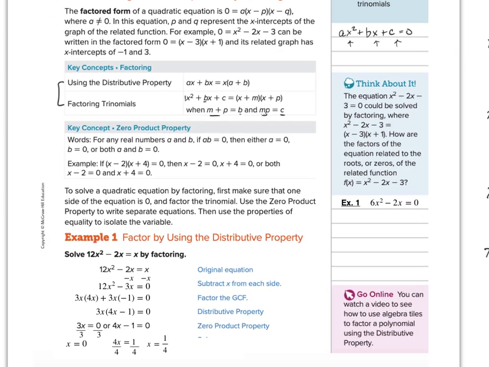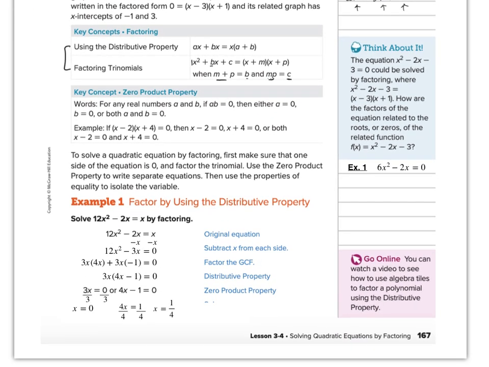In this first example, I'll do it real quick: factor using the distributive property. First of all, in order to factor, we need to get everything onto one side. Remember that standard form is equal to 0. So in this we have 12x squared minus 2x equals x. They subtracted x from both sides because they needed to have 0 on one side. So we have 12x squared minus 3x equals 0.